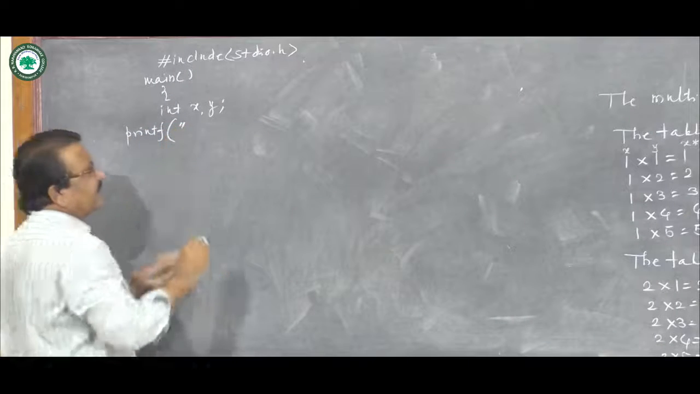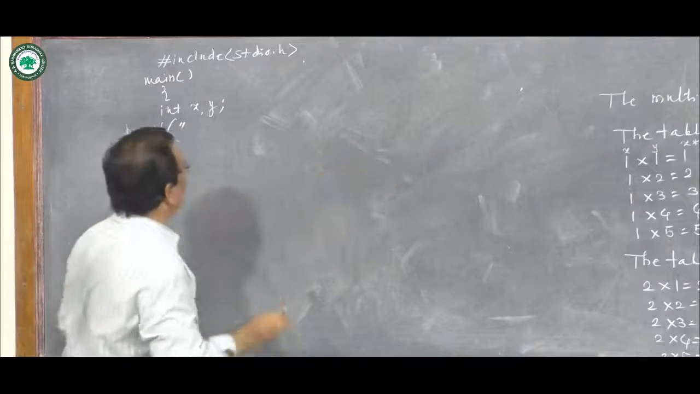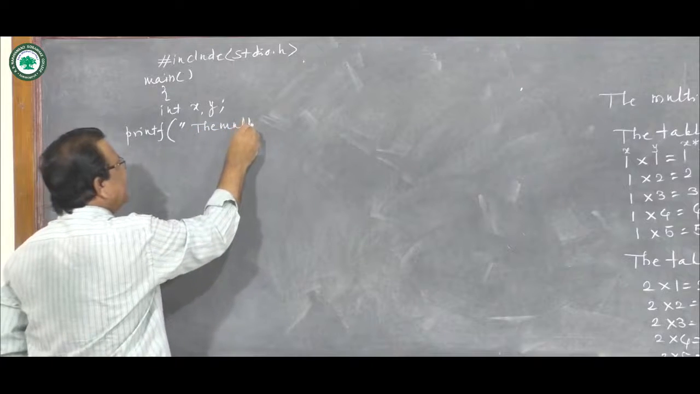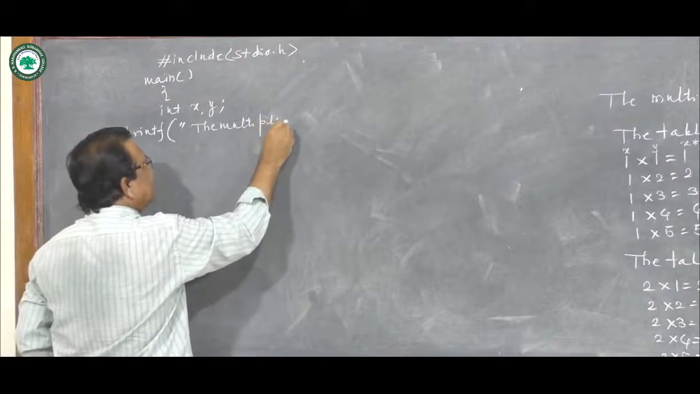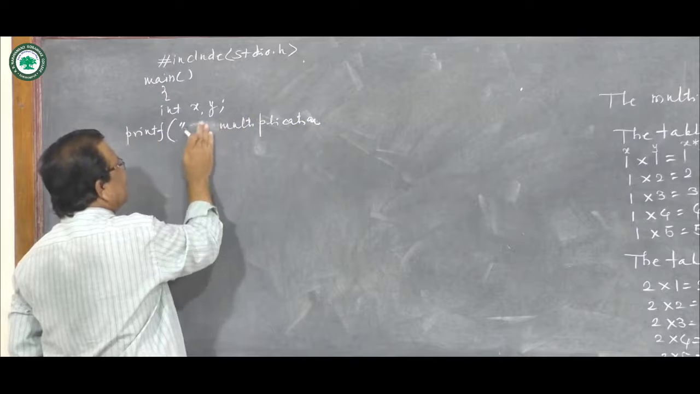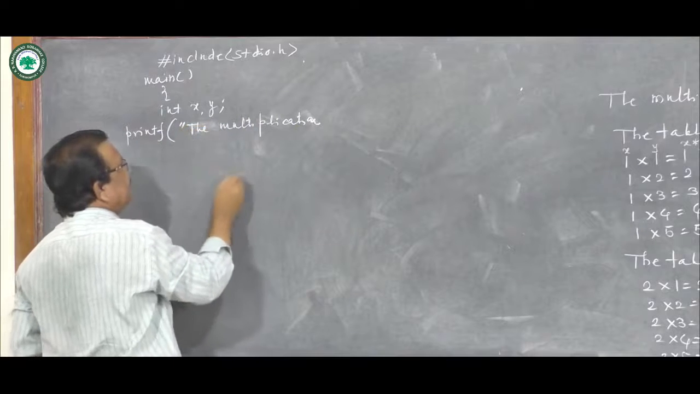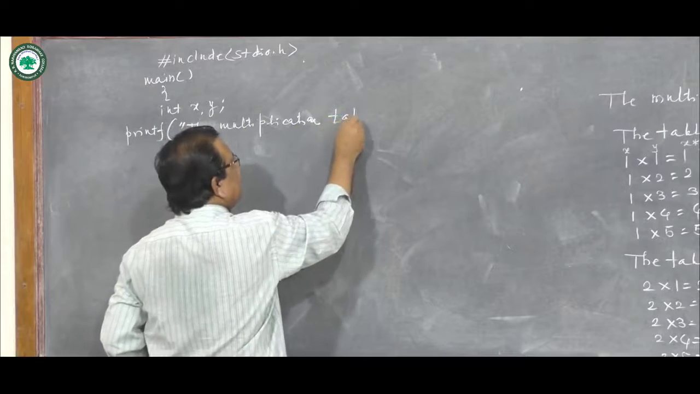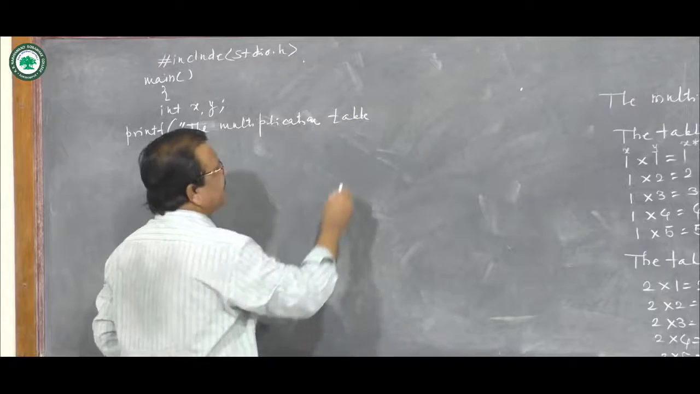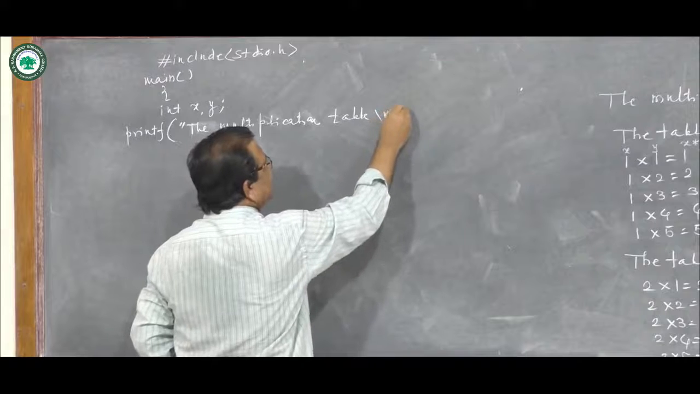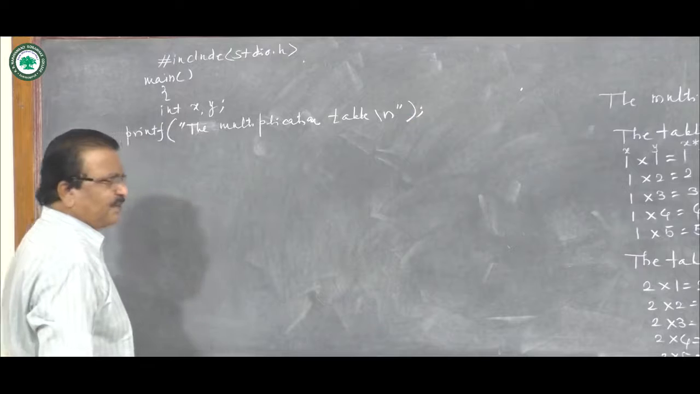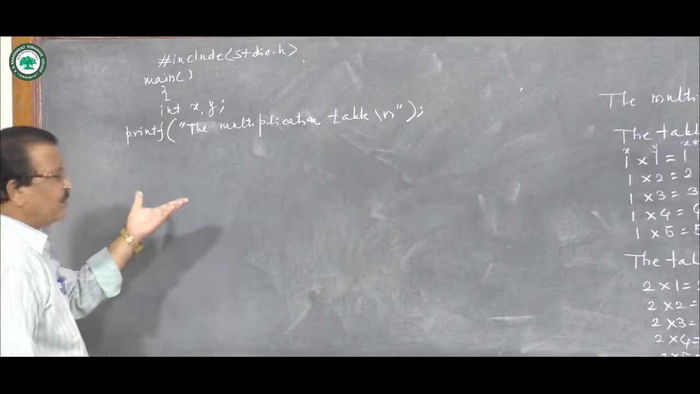this is what I want, that title, the multiplication table. This title has been written and the cursor has jumped to the new line or next line, and therefore I am writing slash n here. Parenthesis complete and semicolon. Every statement ends with a semicolon.